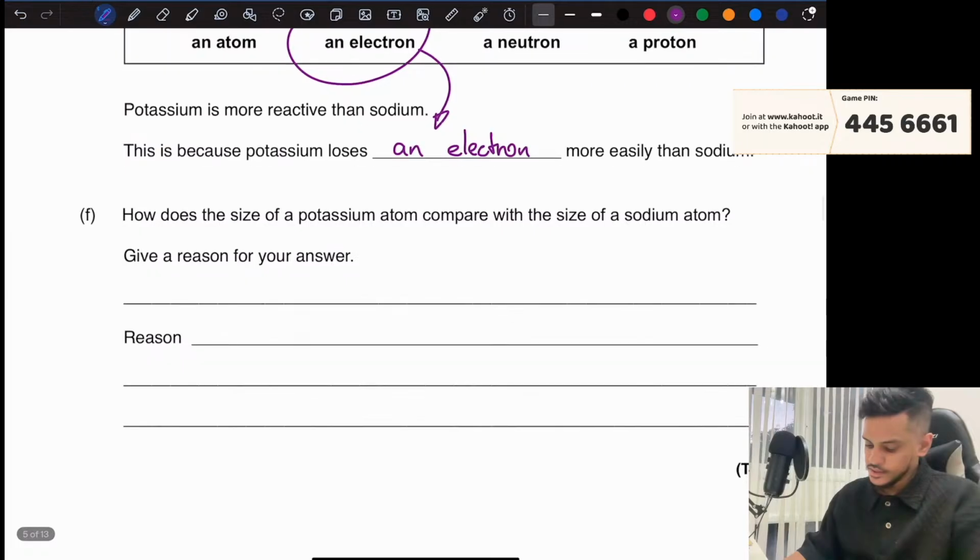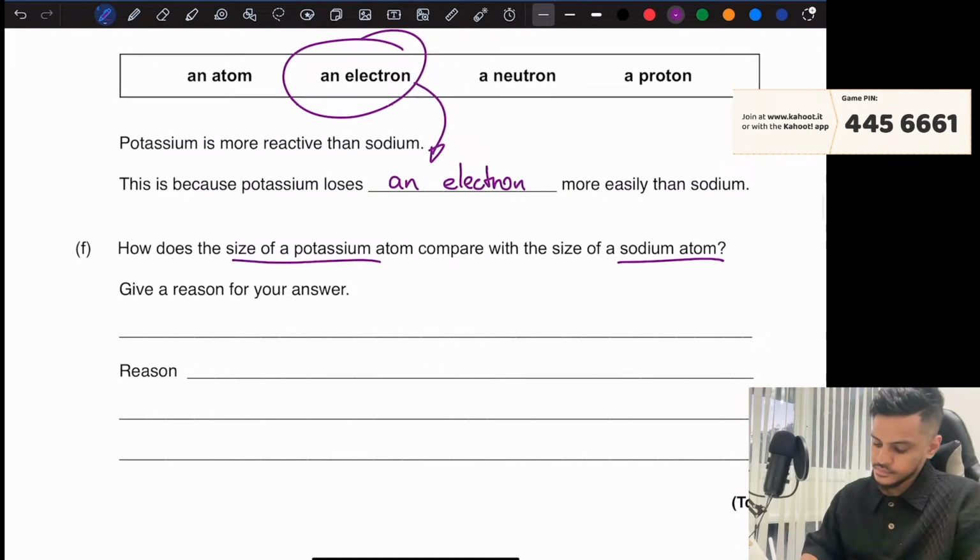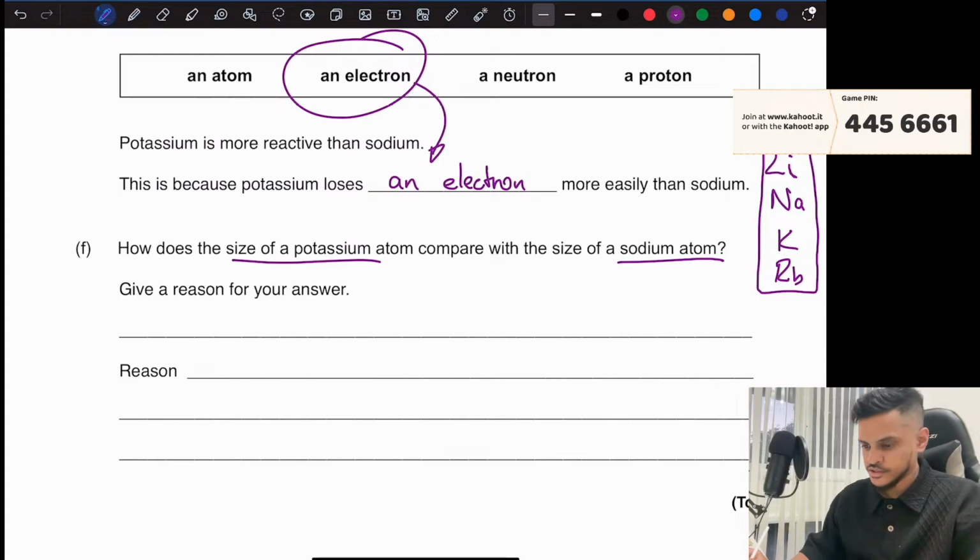How does the size of a potassium atom compare with the size of a sodium atom? So if you look in the periodic table, you'll find in group 1, lithium, then sodium, then potassium. What's after potassium? Is it rubidium? I don't memorize it off the top of my head. But yeah, potassium is lower down. So why is the size of potassium different? What can we say? So sodium has more shells.